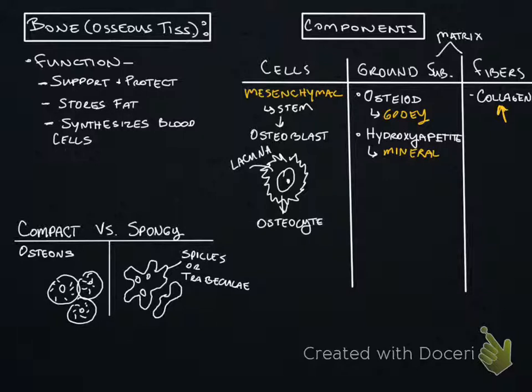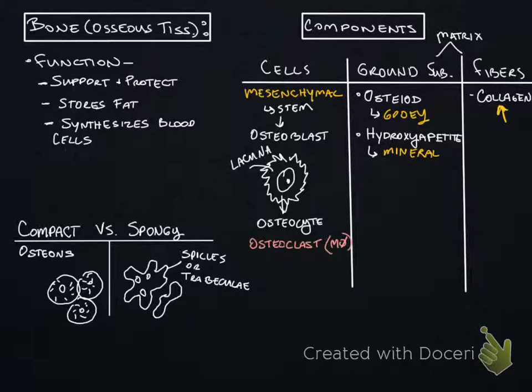Okay? There's one more bone cell that doesn't really come from a mesenchymal cell, though, and it is called an osteoblast. Sorry, I said that wrong. Osteoclast. Should be a C there. Osteoclast. And it's actually a type of macrophage.